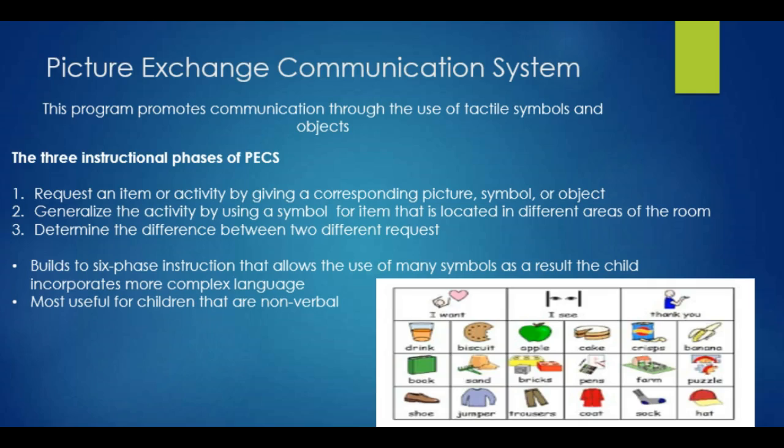So it's being able to determine the difference between 2 different requests or objects. This builds to a 6-phase instruction that ultimately allows the use of several symbols. As a result, the child incorporates more complex language, almost like building sentences with pictures, photos, and symbols and objects. It's most useful for children that are nonverbal. So it is actually used to help them be able to communicate when they have very limited communication skills.